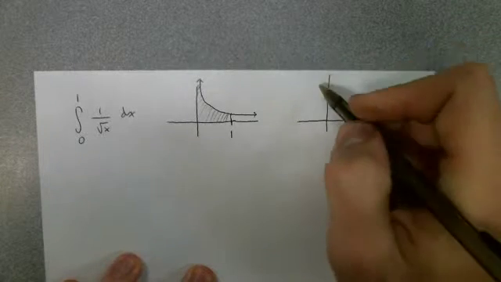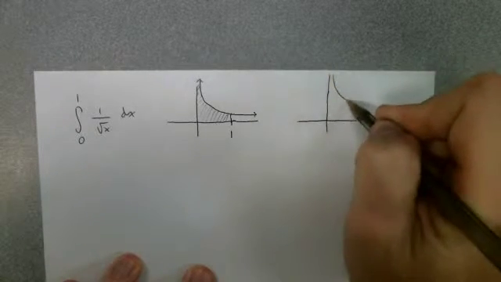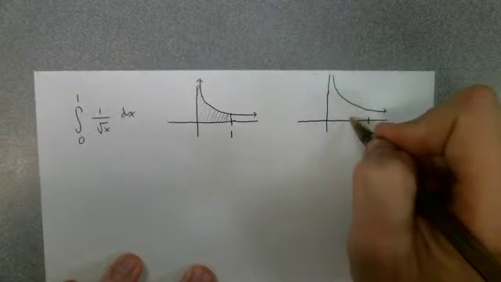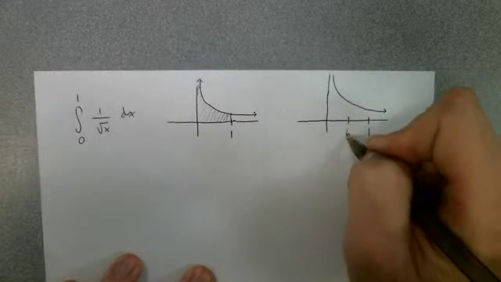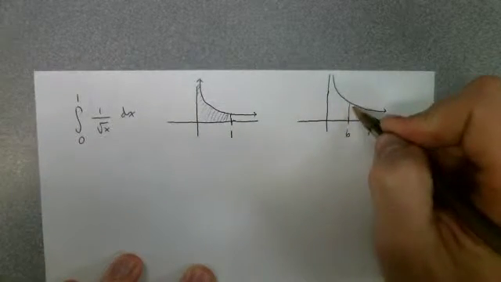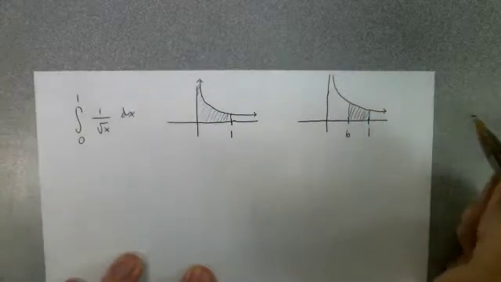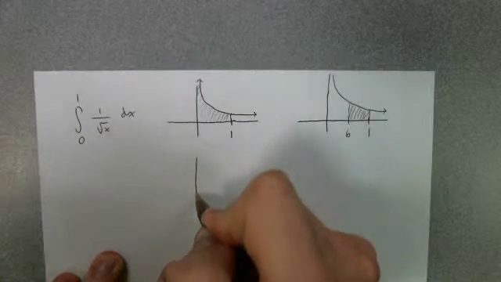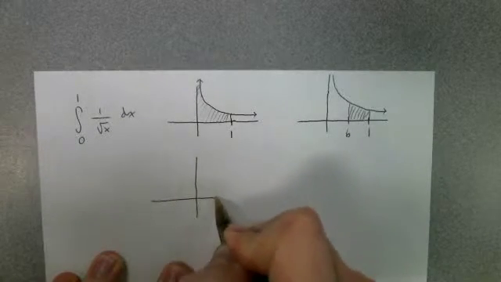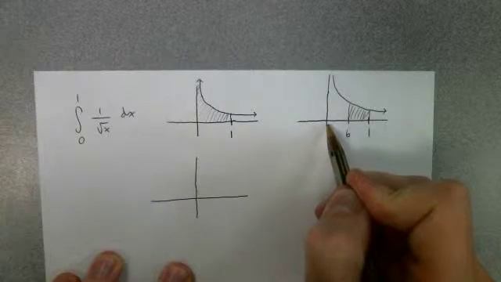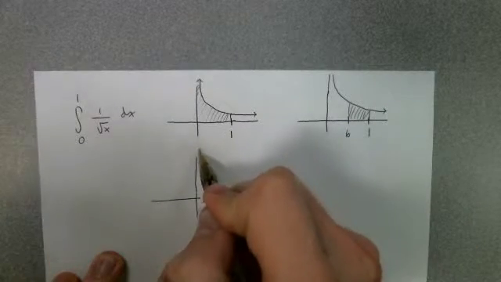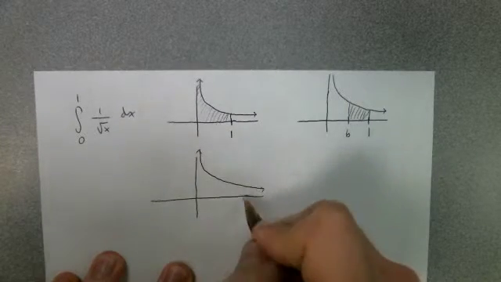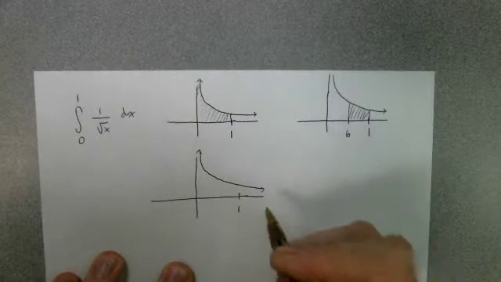So I'm going to redraw my graph here like that. What we're going to do is find the area under the curve out to some point B. So we're going to find this area under the curve. And we're going to say, well, what happens as we move B to the left? In other words, what happens as we move B closer and closer to 0? Well, we're going to get more and more area. Is the amount of area we're getting going to approach a number? That is our question.